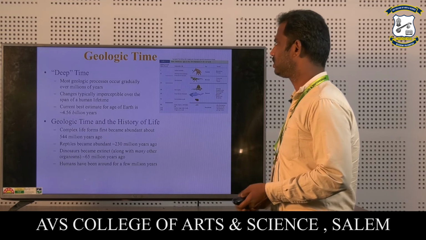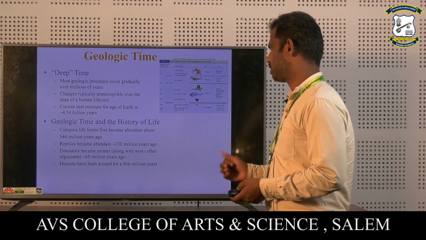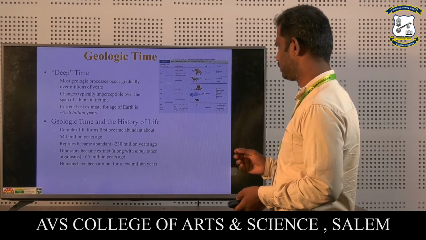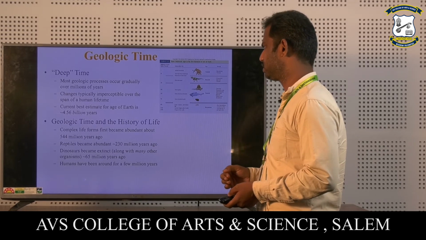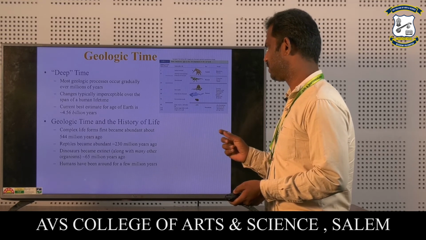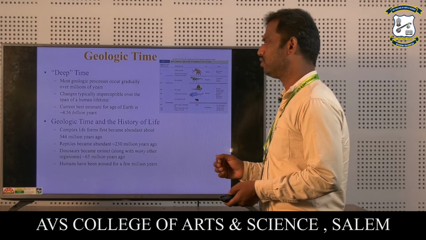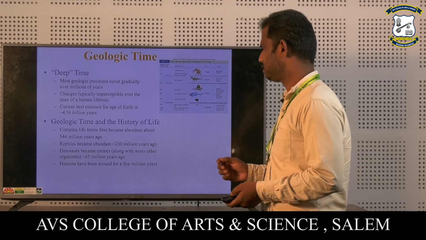Now, the geological timescale and deep time. Most geological processes occur gradually over millions of years, and change is typically imperceptible over a human lifetime. The current estimated age of the Earth is 4.56 billion years.